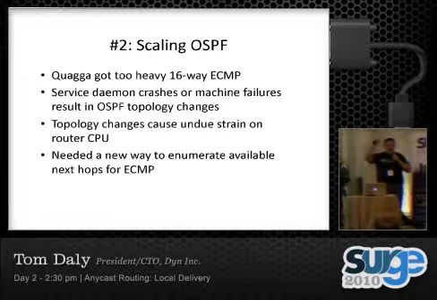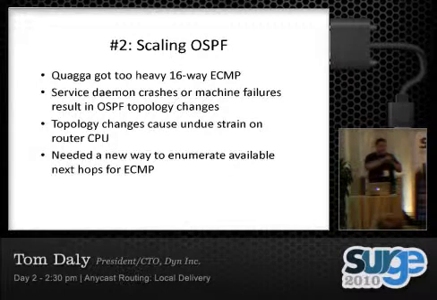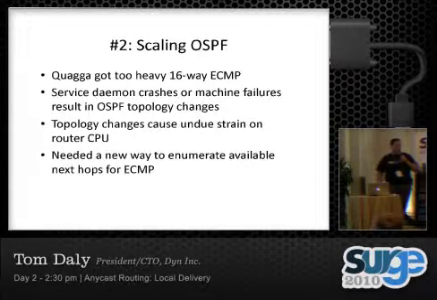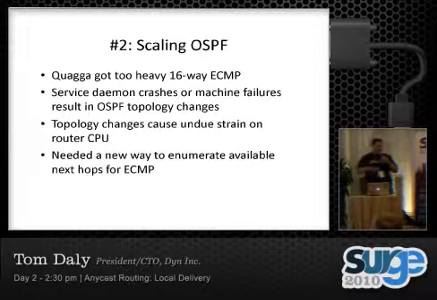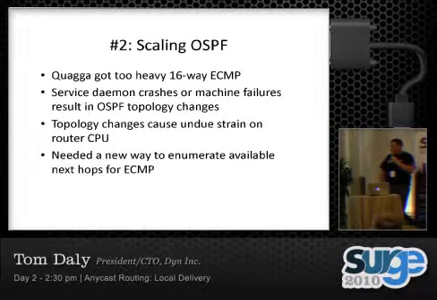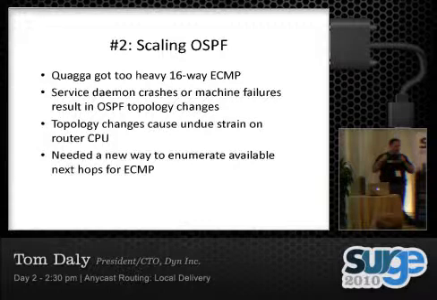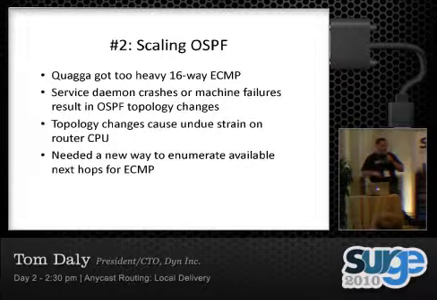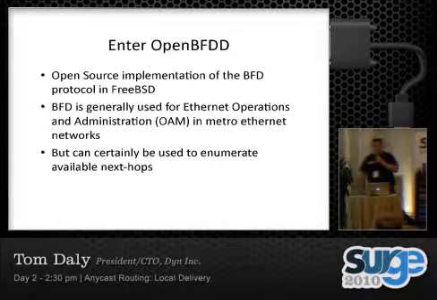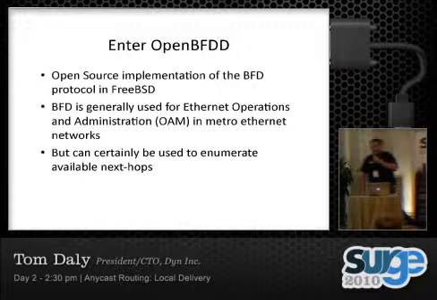So the router at the end of this network would sit there and say, everything's fine, one box went down, OSPF starts recalculating topology, and the CPU usage on the router would spike. And it made us nervous, so we said we're not going to do that anymore. So what we really needed was a new way to enumerate next available hops for equal cost path next hops. So we came up with BFD.